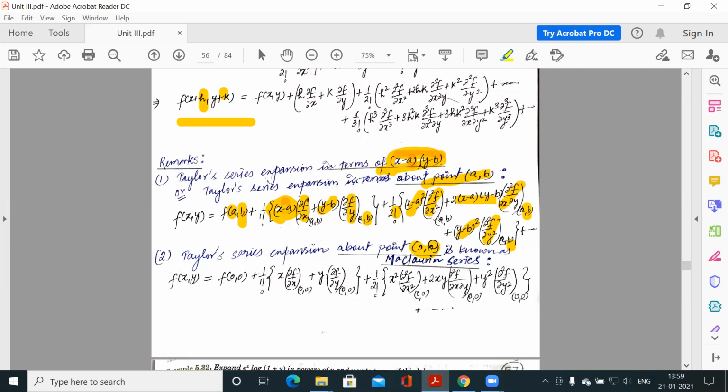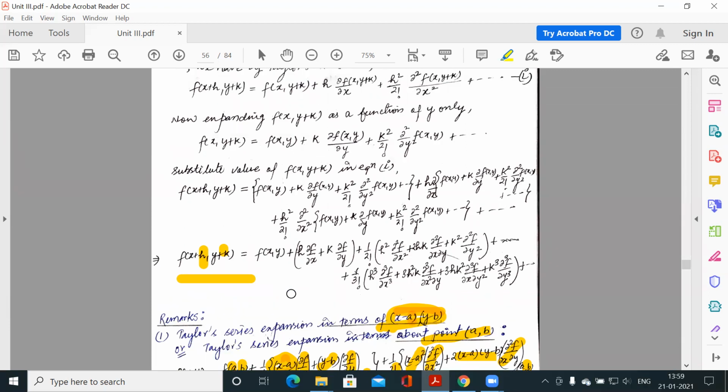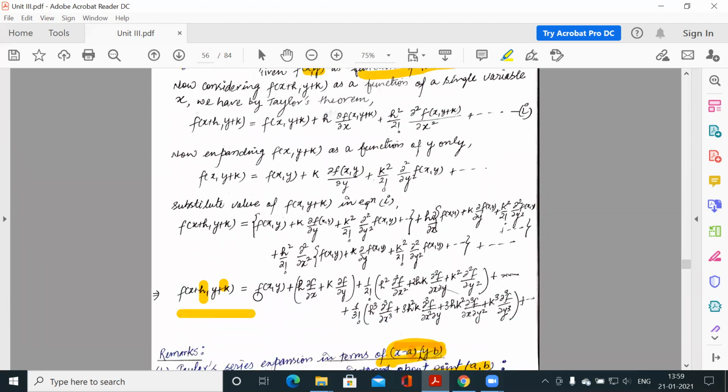And if it is about point 0 0, it is the Maclaurin series, the expansion about 0 0. Now a and b are 0. So it is f 0 0 plus x f dash at 0 0, y f dash with respect to y at 0 0. Similarly I have put a and b as 0. So you will get this expansion. There is nothing different, but now we have to deal with two variables.